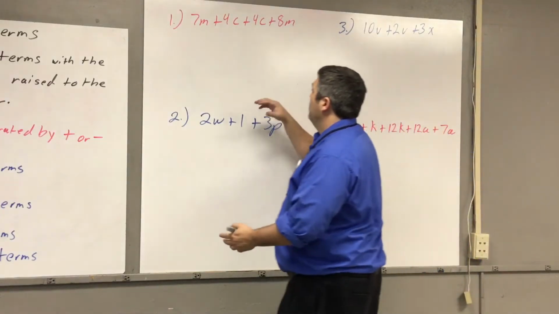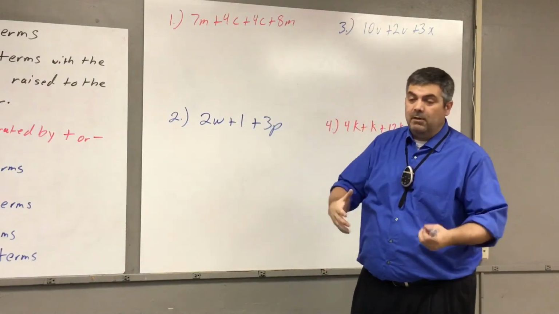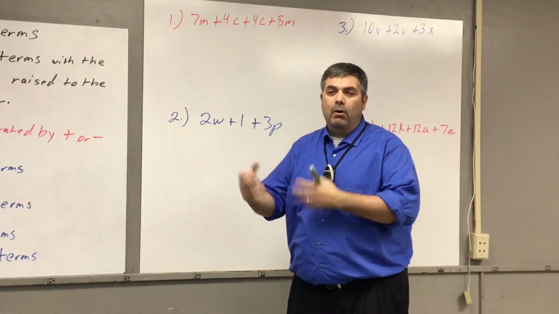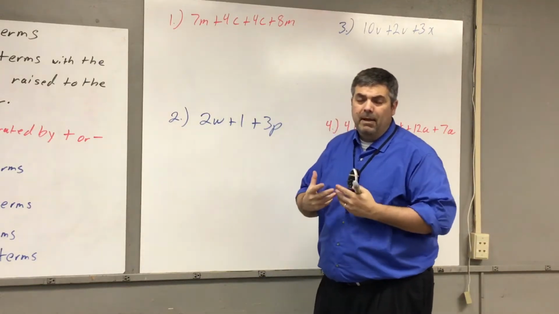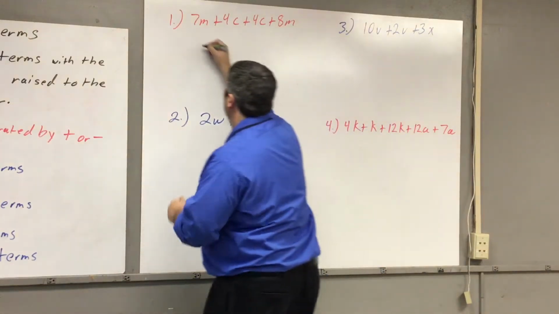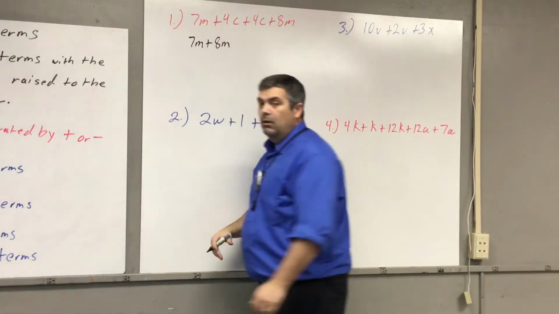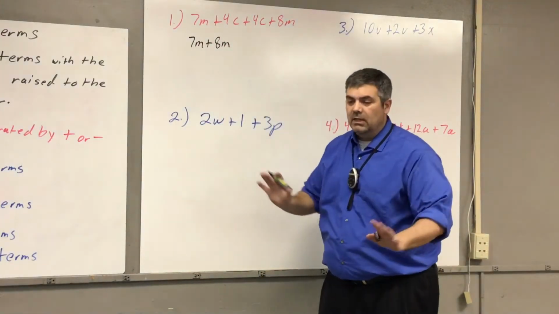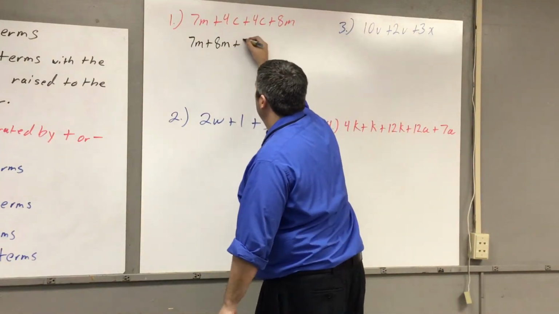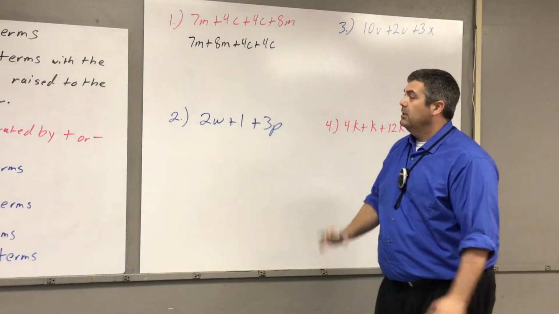Okay? So, because these are all addition, now I can use my commutative property and I can rearrange this problem. So I'm going to kind of show you what that looks like and what's really happening, even though you probably won't actually do this on your paper. I'm going to show you real quick exactly what's really going on. Alright, so 7m plus 8m. All I'm doing is I'm putting my like terms together. That's what I'm doing. I'm reordering so I got them together. 7m plus 8m plus 4c plus 4c. Alright? All I do is put them together.